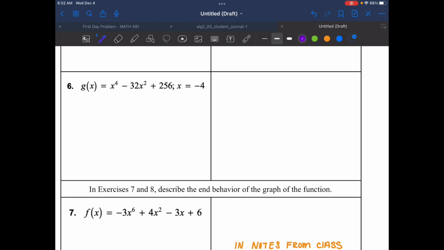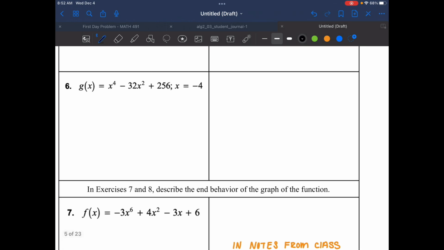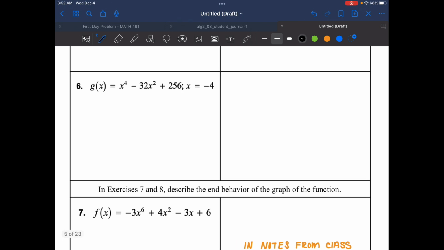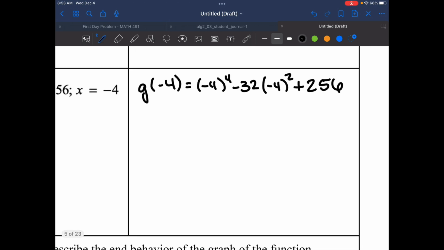So this one we have to evaluate when the function is at, when x is at negative 4. So what that means is we are going to replace every x with negative 4. Remember to use your parentheses. We want to be concise with how we write things here. All right. So put it all in parentheses, and I'm just going to go ahead and solve it out.